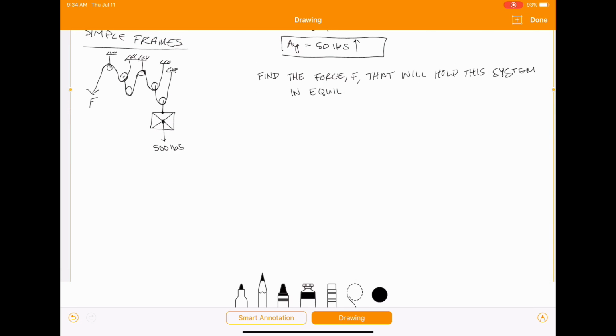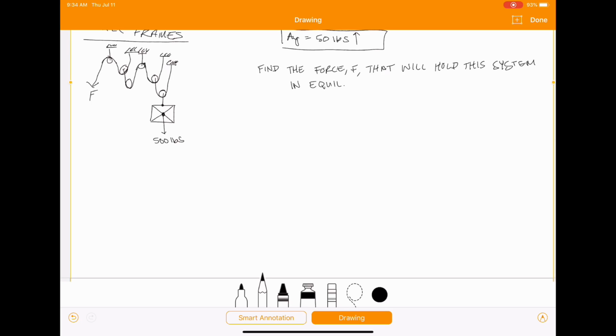So for me, I always like to start at the side with the box because we have a known weight, whereas if we start on this side, we have an unknown force and you have to carry that unknown all the way through. I just like to have knowns, so I like to start with the crate because we know what its weight is. So let's start by drawing a free body diagram of the crate.